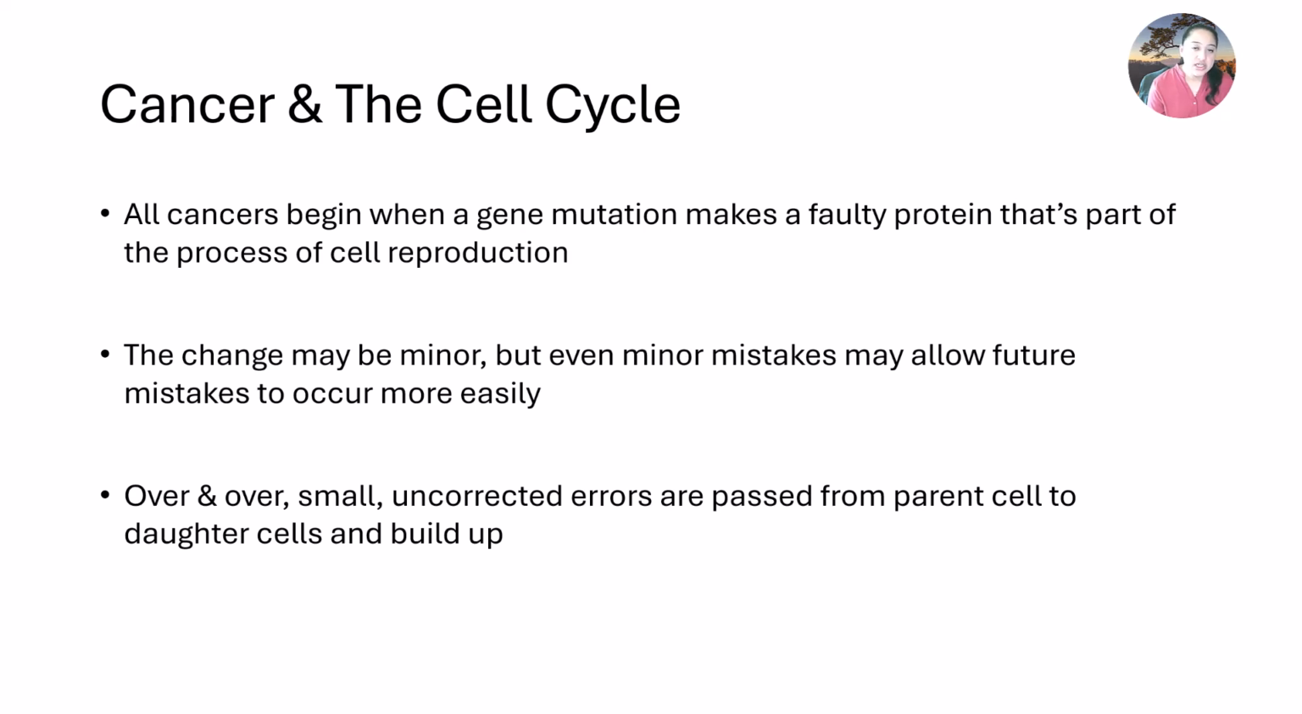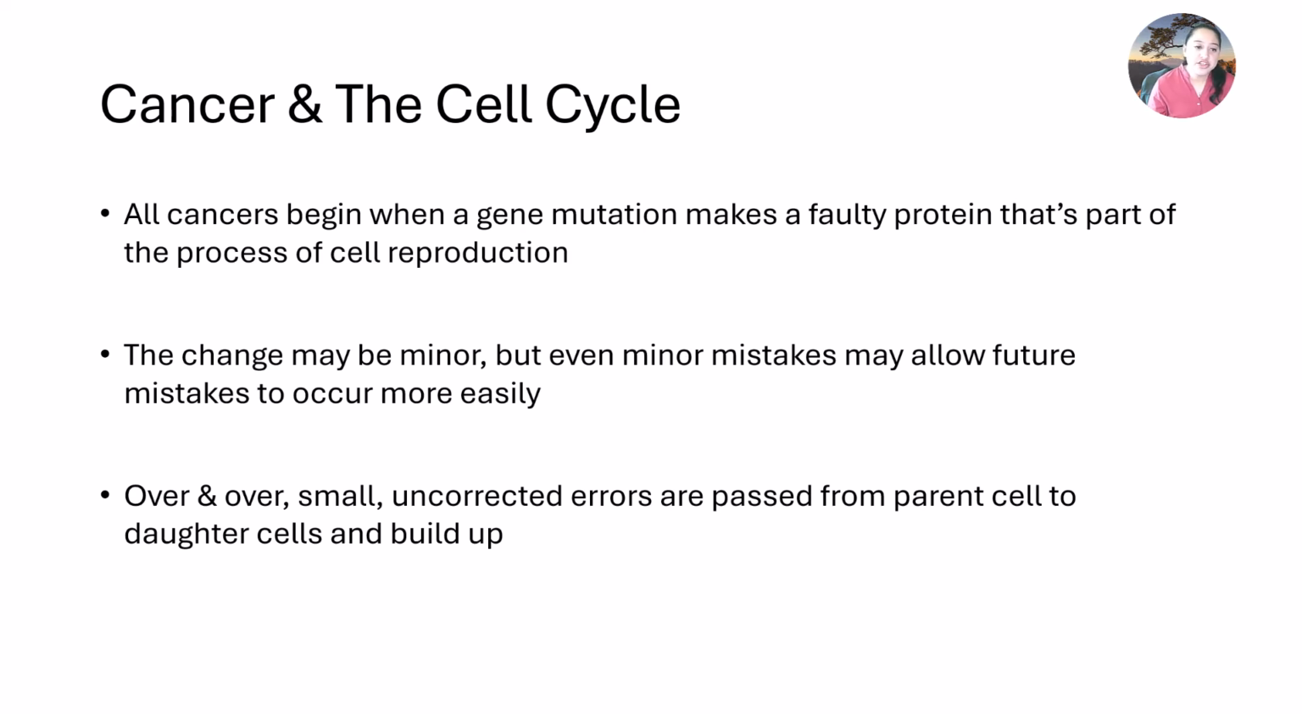So usually, all cancers begin when a gene mutation makes a faulty protein that's usually part of the process of cell reproduction. Say there's a protein that's in charge of being the supervisor and double-checking: okay, how is the DNA looking before we even copy it? Or how's the DNA looking now that we copied it? Is everything good? Say that a mutation happens to that protein that's supposed to be doing that. If all of a sudden it doesn't, then now this cycle is going on unchecked. And that's how this keeps snowballing, basically.